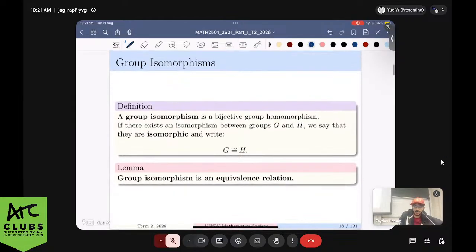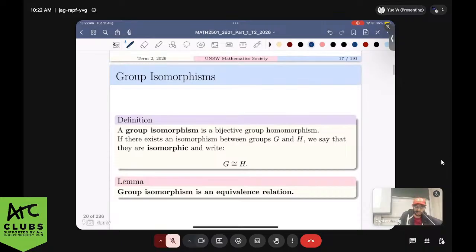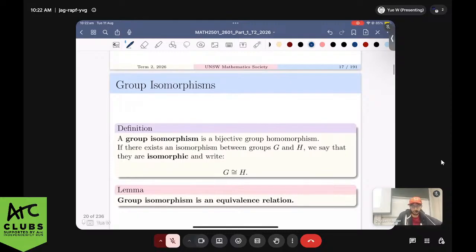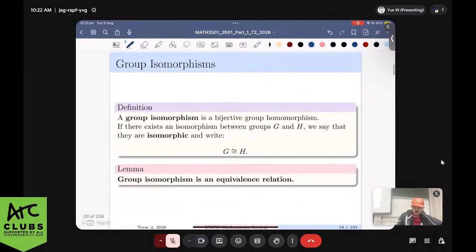Group isomorphism is just a group homomorphism, so a function like this, except it has to be invertible. So you can go both ways. It's injective, it's surjective, or you can say it has an inverse. And if there is such a function between the two groups, we say they are isomorphic, so they're the same in some sense. And we write it like this.